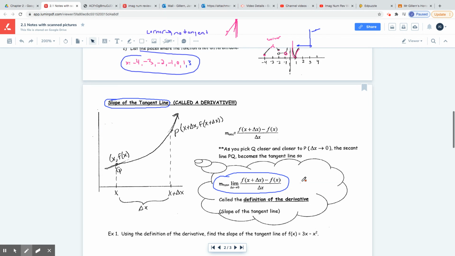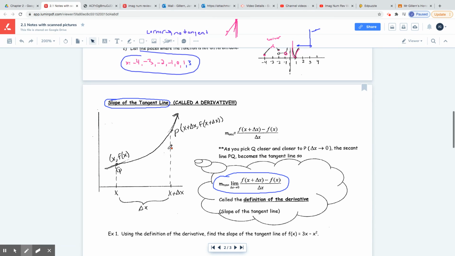You have to memorize this. You're like, I can't memorize that. Yes, you can. We'll use it enough, you'll memorize it. So it's the limit as delta x approaches 0 of f of x plus delta x minus f of x, all over delta x.